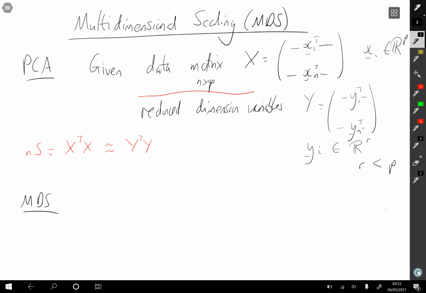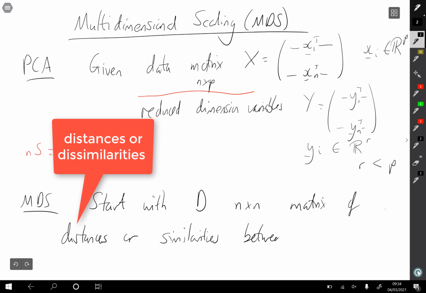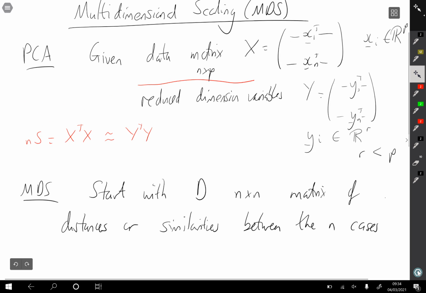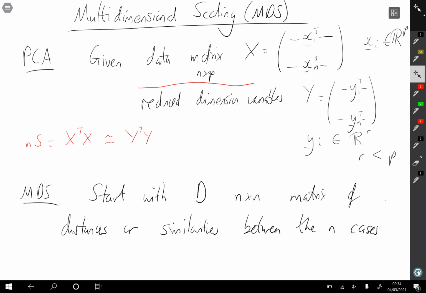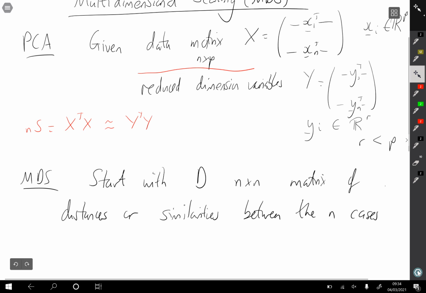So the starting point in MDS, in multidimensional scaling, is different. We start with a matrix of similarities. Okay, so we start with a matrix D, which is an n by n matrix of distances or similarities between the n cases. So that's our starting point. It's not an n by p matrix, it's an n by n matrix. We don't have the features, all we have is distances.